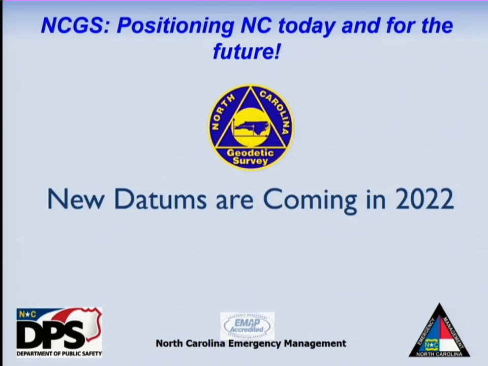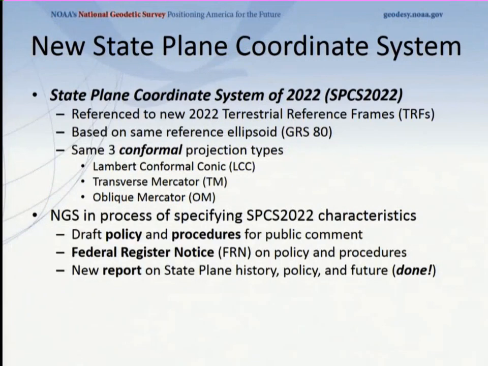Depending on what decisions we make here in North Carolina, I'll show you some of the rationale, some of the options that we have available, and if we stick with the defaults that the National Geodetic Survey has provided, the numerical changes for that. So we will change from our current North Carolina State Plane Coordinate System to the 2022 State Plane Coordinate System, which will be the North Carolina State Plane Coordinate System.